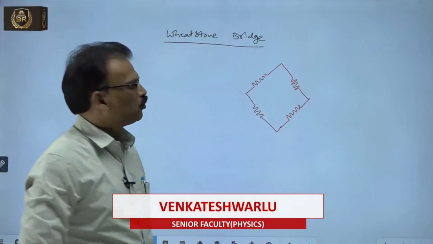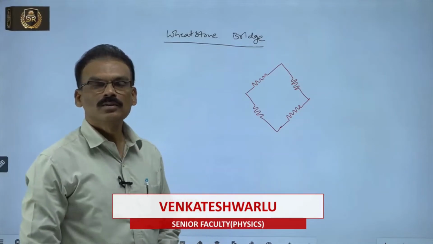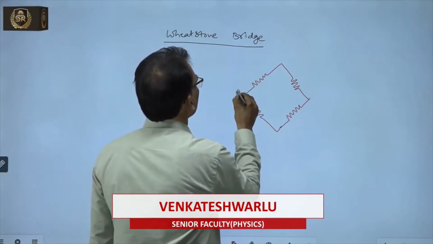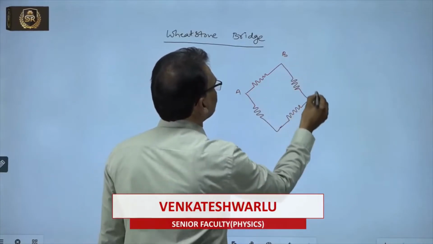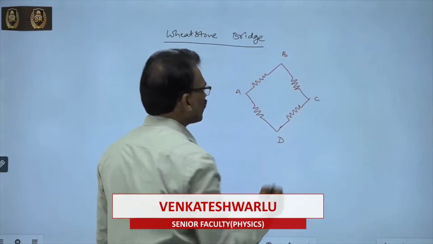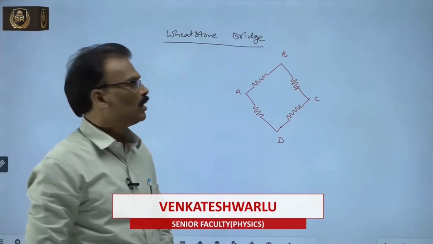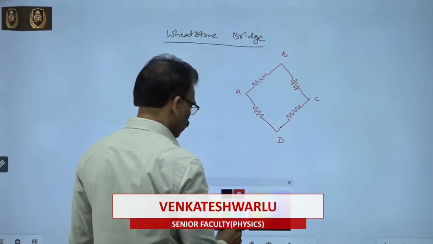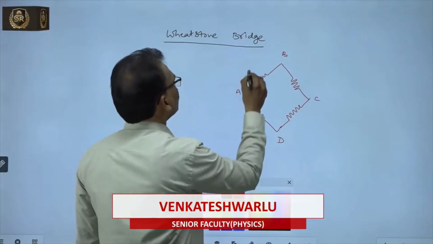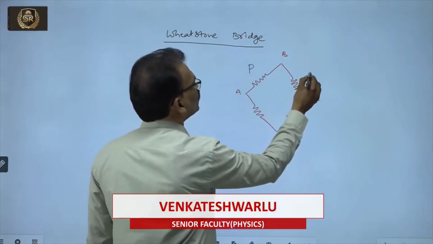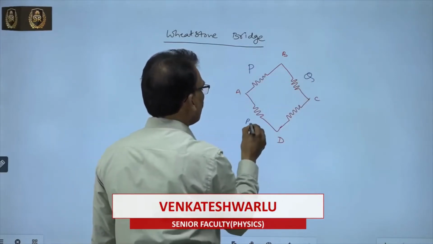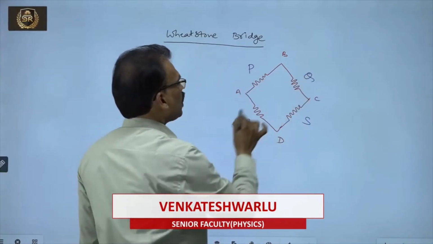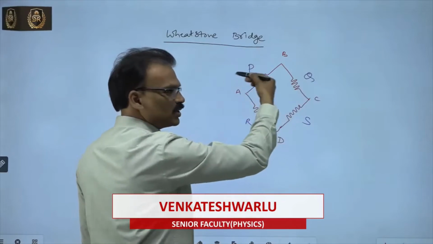So here are the 4 arms of the bridge, that quadrilateral. Here let A, B, C, D. A, B, C, D is the quadrilateral. Here 4 arms, 4 resistors. That 4 resistors I am connecting. Let this be P, this be Q, next R and S. Care should be taken that the order is PQRS, not PQRS like this.